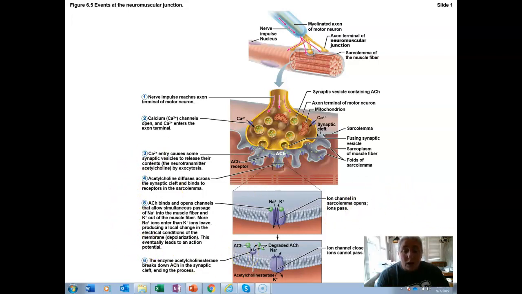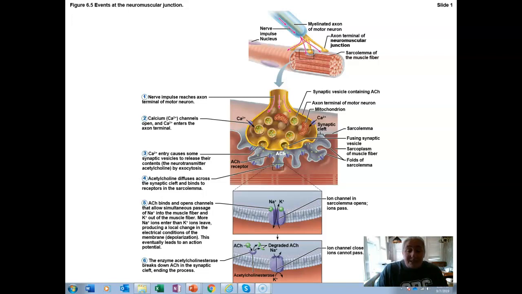I'm going to get a little bit more into it in a minute, but once sodium and potassium have exchanged places, we have sodium-potassium pumps that are going to pump the sodium against its gradient out of the cell, and potassium is going to be pumped back into the cell using energy of ATP.